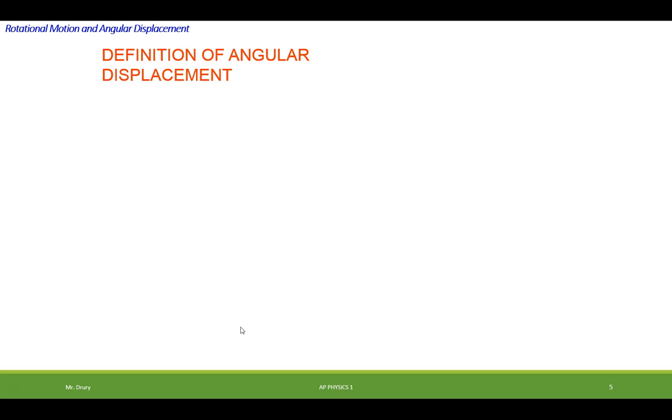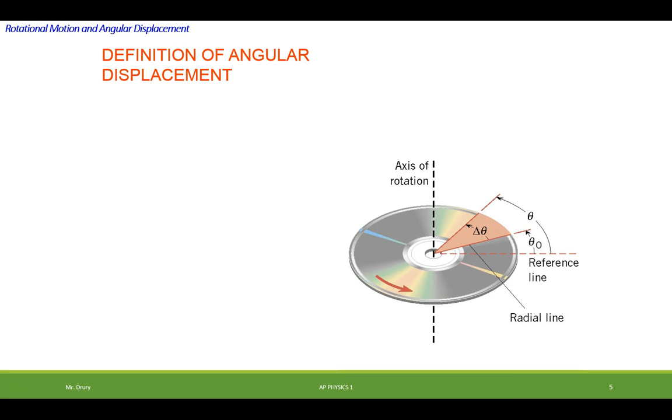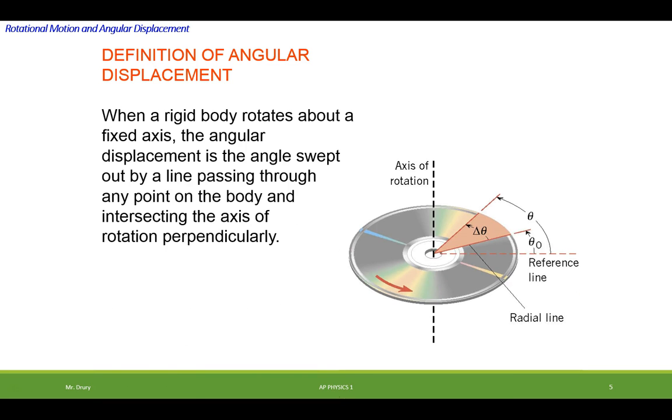Okay, let's actually define angular displacement. When a rigid body rotates about a fixed axis, the angular displacement is the angle swept out by the line passing through any point on the body and intersecting the axis of rotation perpendicularly.